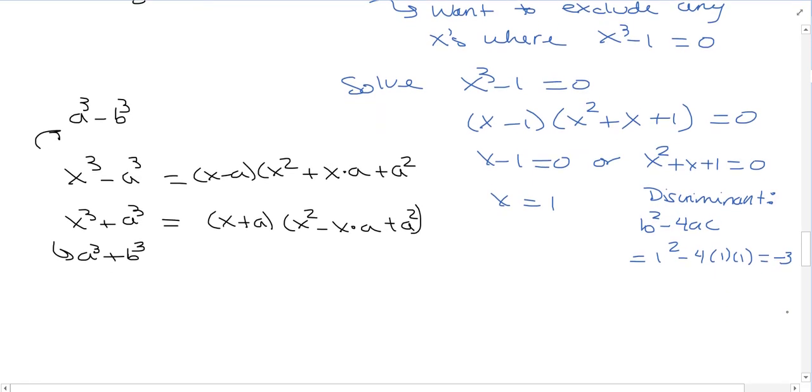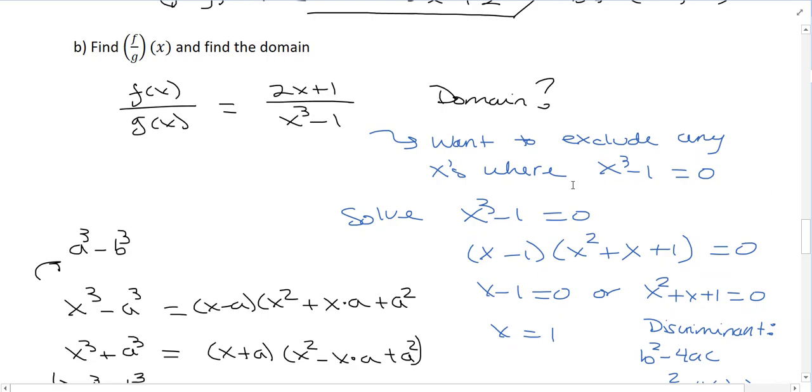So that's what's in the quadratic formula, right? The b squared minus 4ac is what's inside the radical. So inside the radical, you can have -3. So this has no real solution. So we don't get any zeros from that. So that means that the only thing that's not in the domain is 1.